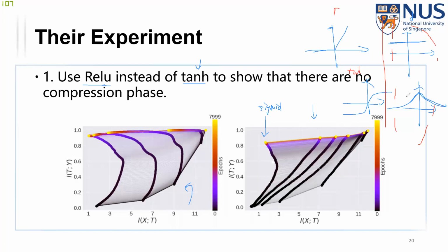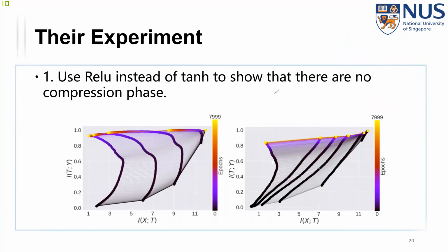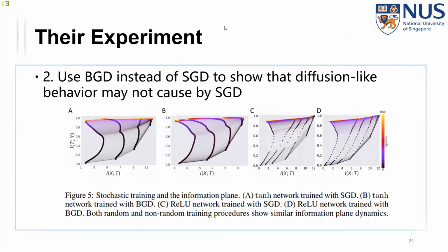So the first order derivative, so he says because, well, actually, the derivative should look like this, right? It's something like this, but it doesn't matter, because he is mainly saying that the change in derivative causes the compression phase, which is also claimed in this paper. And second, he also says that the compression phase is not related to SGD because they use batch gradient descent instead of SGD. The result also shows this compression.